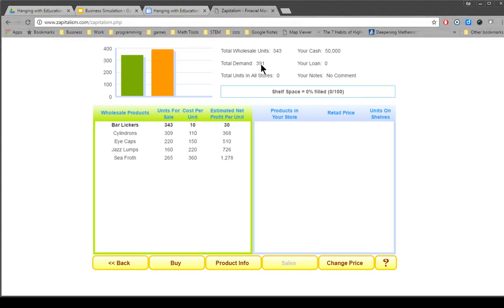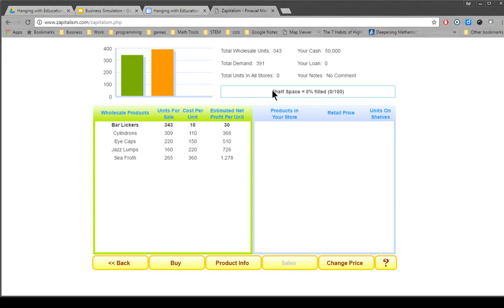This 391 means there are 391 people lined up right now to buy this product. They want this product. And this shows me how much cash I have, if I've taken out loans, and how many do I have in my store. This shelf space is important. You only get space for 100 things.